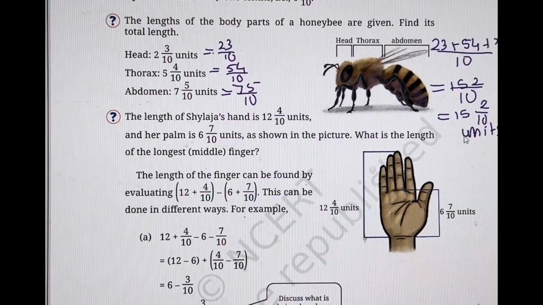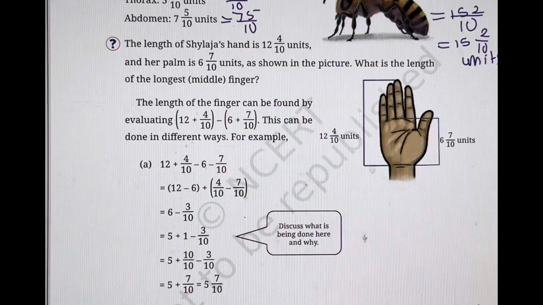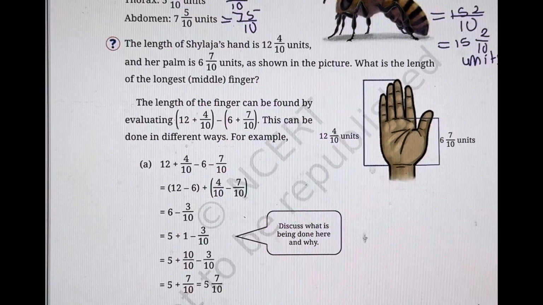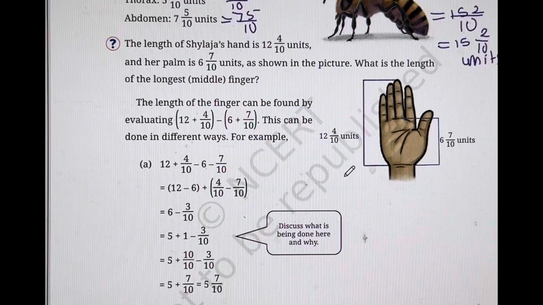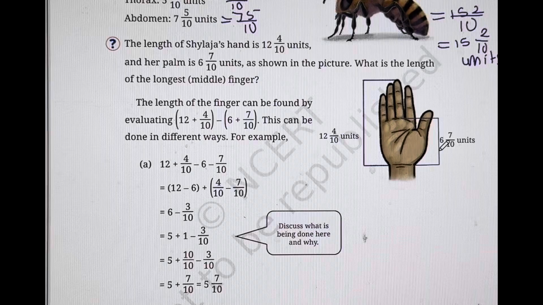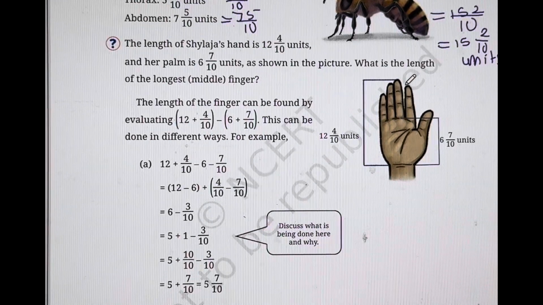Okay, now let us see another question which is given. The length of Shailaja's hand is 12 whole 4 upon 10. Okay, this is the total length. Can you see here the picture? And her palm till here, it is 6 whole 7 upon 10. What is the length of the longest, that is the middle finger? Right, so this is the whole part and they have given some part till here. So if you subtract, then you will get the length of the middle finger.